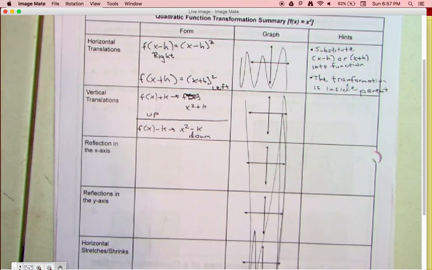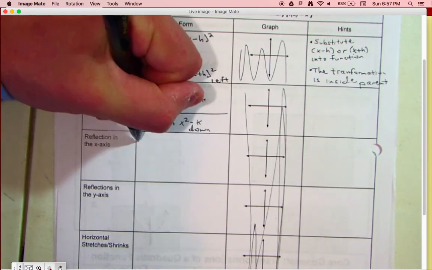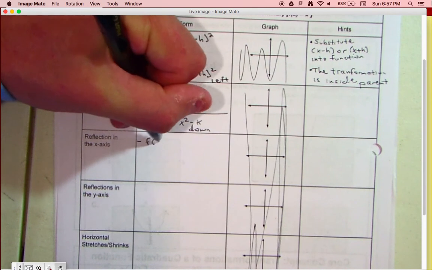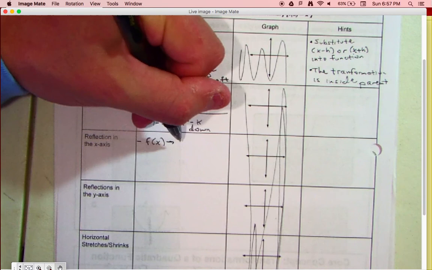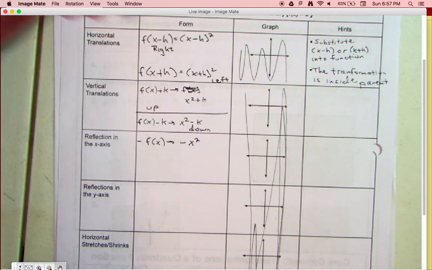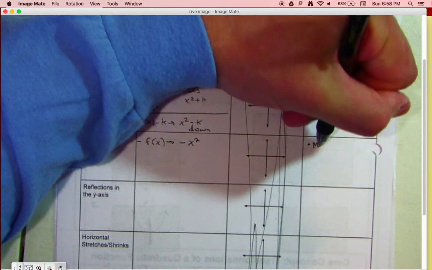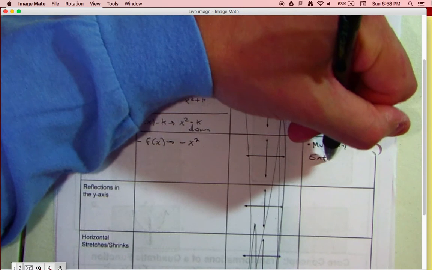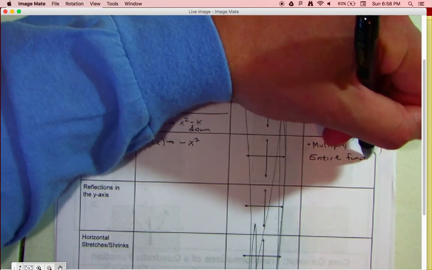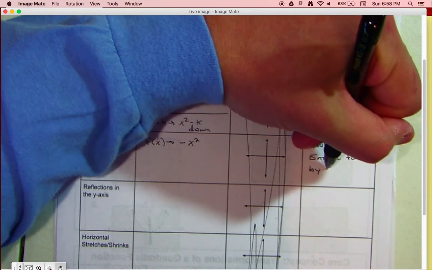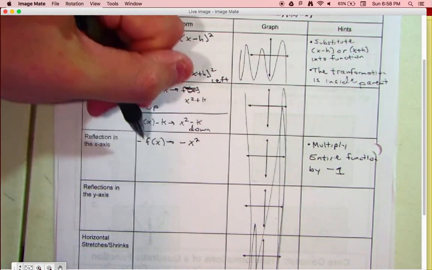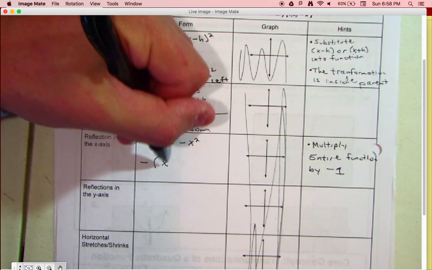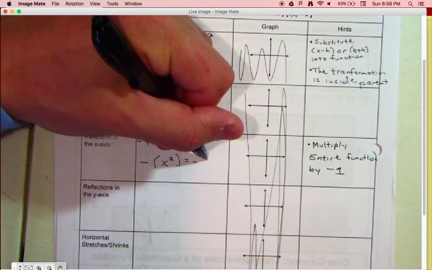A reflection over the x-axis. Reflection over the x-axis, remember it's negative f of x. And so what that's going to look like is we're going to end up with negative x squared of our parent function when we do that. Basically, one quick hint here. We want to multiply the entire function by -1. Okay? So maybe a better thing to write over here would be negative, open parenthesis, x squared, like that, which then comes out to be negative x squared.